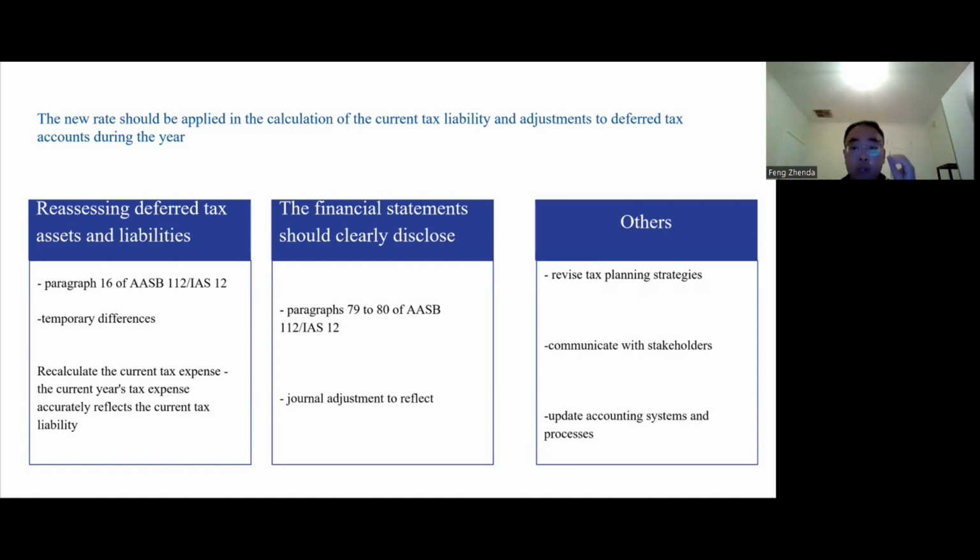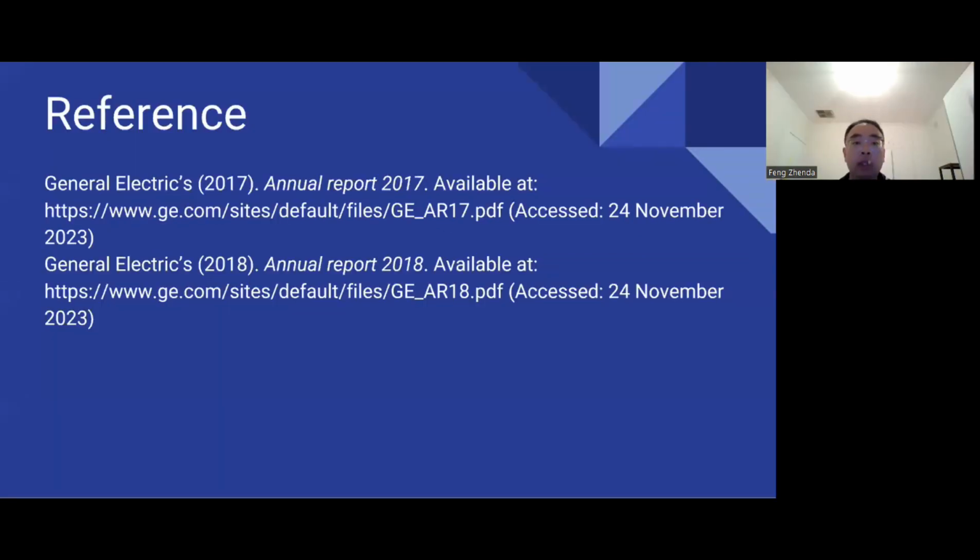And it's important to communicate with shareholders about how the changing tax rates impact the company's financial position and performance. In addition, accounting systems and processes will need to update to incorporate the new tax rates. This ensures accurate calculation and reporting of tax-related figures in financial statements. In summary, we have explored the complexities of accounting and taxable profits, examined various scenarios impacting a company's tax liabilities, and discussed the effects of tax rate changes on financial statements.